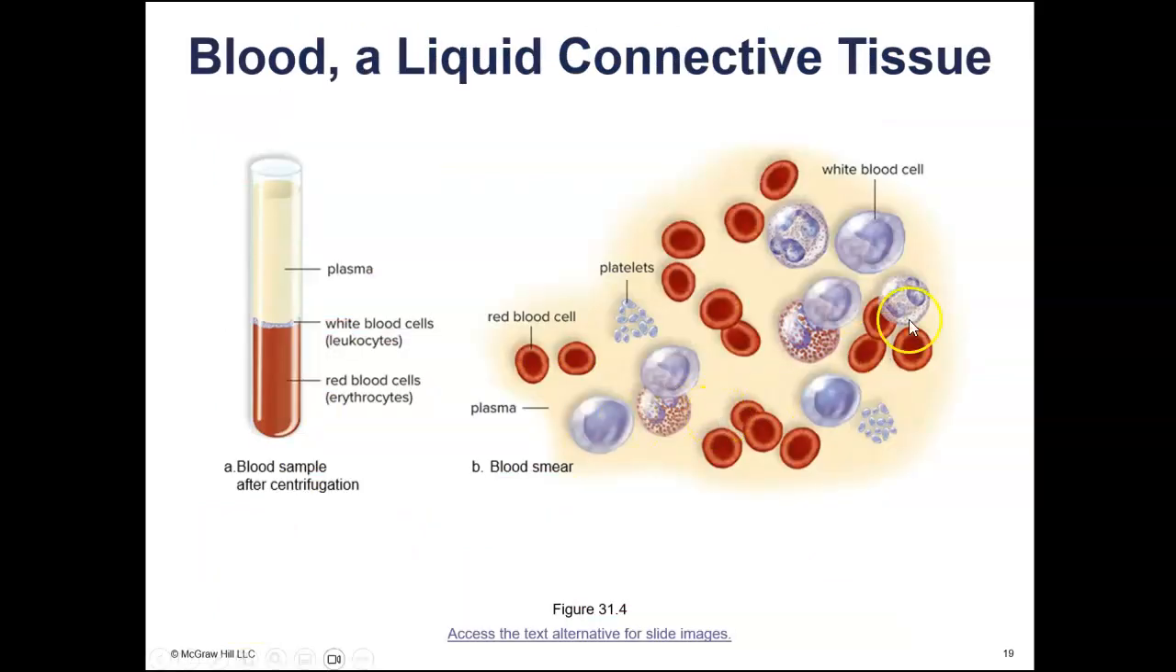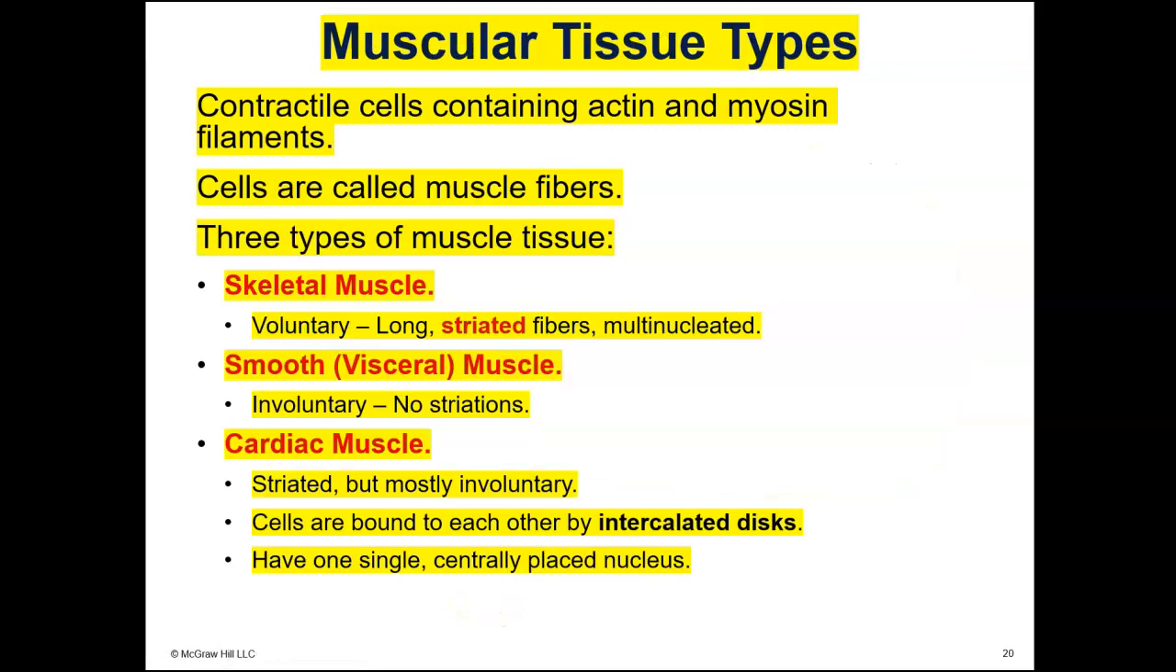Here's a picture showing you the red blood cells, the platelets, which are just fragments of cells, and then the white blood cells are the larger cells here that are stained purple. And we will start with muscular tissue in the next recording.